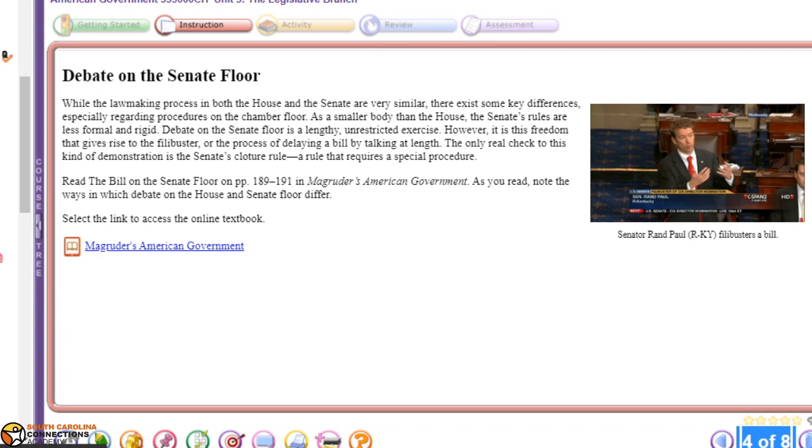While the lawmaking process in both the House and Senate is very similar, there are some key differences, especially regarding procedures on the chamber floor. As a smaller body than the House, the Senate's rules are less formal and rigid. Debate on the Senate floor is a lengthy, unrestricted exercise. However, it is this freedom that gives rise to the filibuster, a process of delaying a bill by talking at length. The only real check on this kind of demonstration is the cloture rule, a rule that requires a special procedure. This is a very important bit of reading you need to do right here, so make sure you read that.